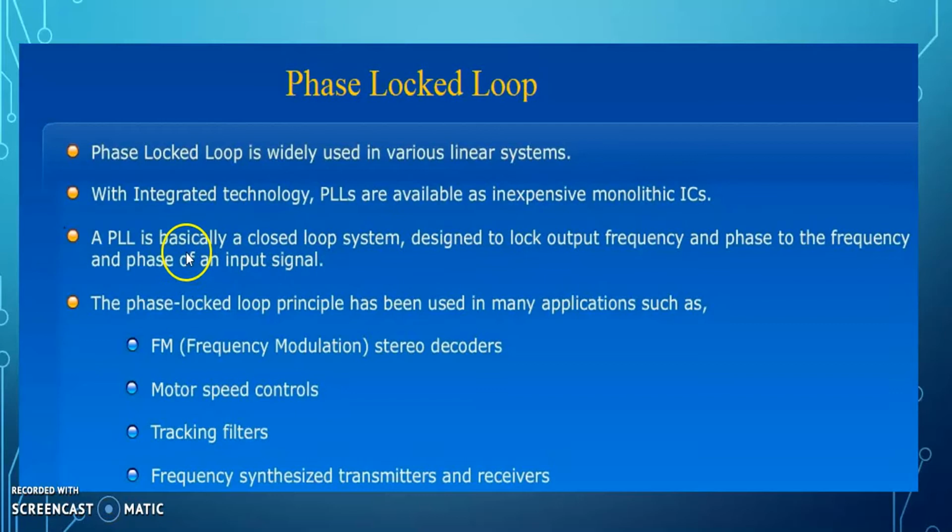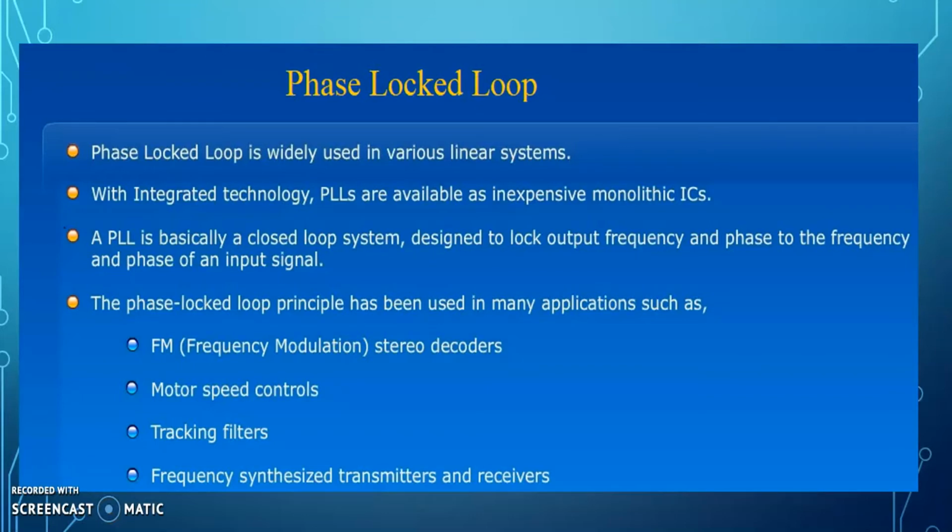A phase lock loop is basically a closed loop system designed to lock the output frequency and phase to the frequency and phase of an input signal. The phase lock loop principle has been used in many applications such as frequency modulation, stereo decoders, motor speed controls, tracking filters, and frequency synthesized transmitters and receivers. The phase lock loop is widely used in many electronic and communication engineering applications.